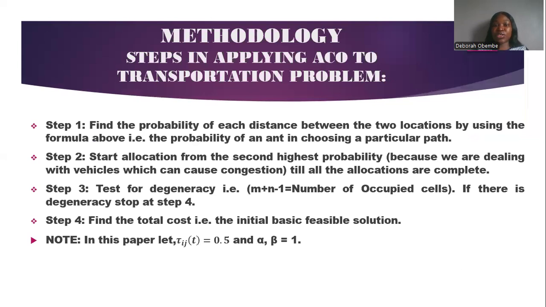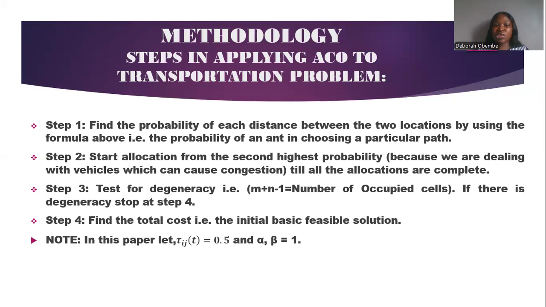Steps in applying ant colony optimization to the transportation problem. First, we have to find the probability of each distance between the two locations by using the formula above. And the distance we are talking about is the cost. Step 2, we start allocation from the second highest probability. Because ants have the tendency of moving on top of each other even when looking for food, but because we are dealing with cars, and that path is the shortest path or the highest probability of people moving on that particular path, we assume that there might be congestion on the first path, the highest one. So we start allocation from the second highest path till all the supplies and demands are met.